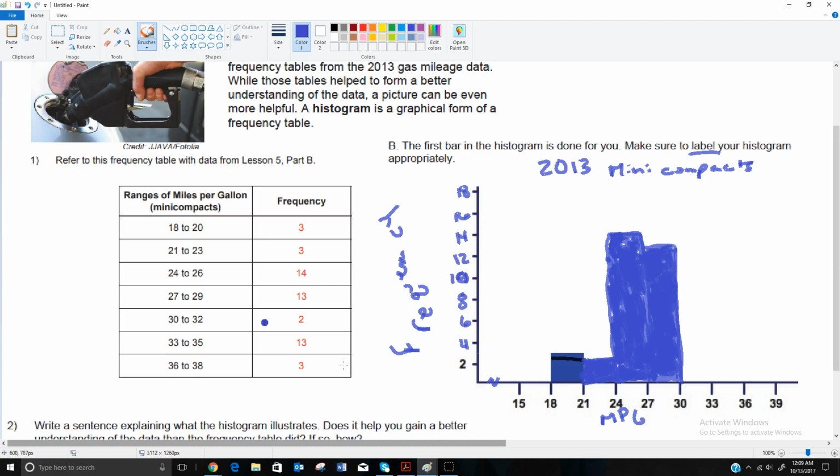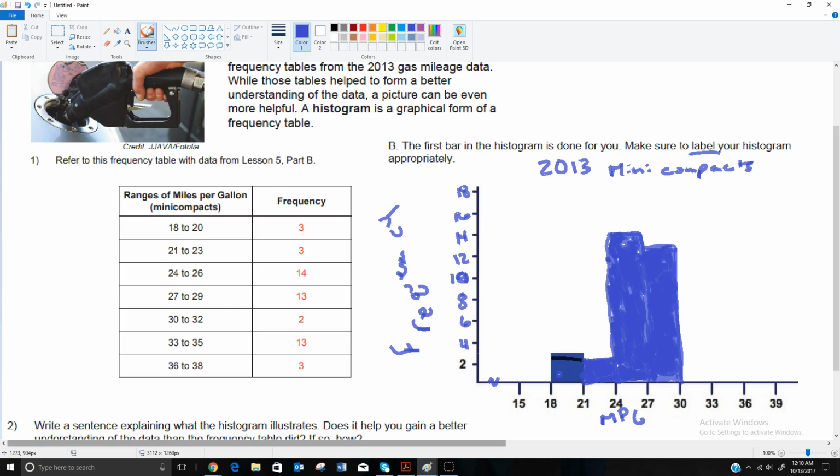we have to have a break here. So like here, this goes from 27 to 29, and then this one goes from 30 to 32. But on the graph, we don't want to put a 29 and a 30. So what they've done here in this histogram is they've decided to do all the lower bounds. You can do the upper bounds, but it's more typical to do the lower bounds. So they've only done the 18, 21, 24, and so on.